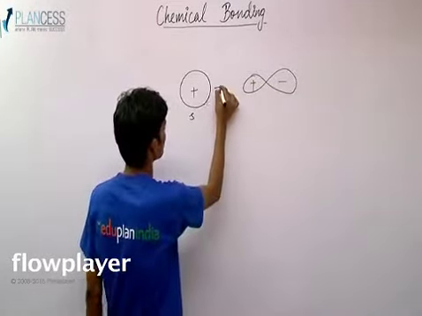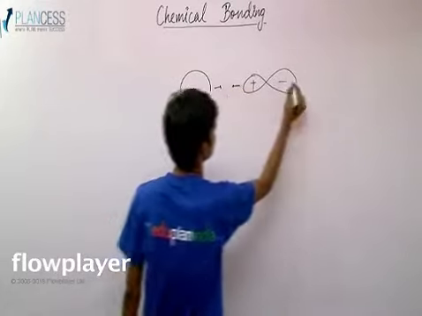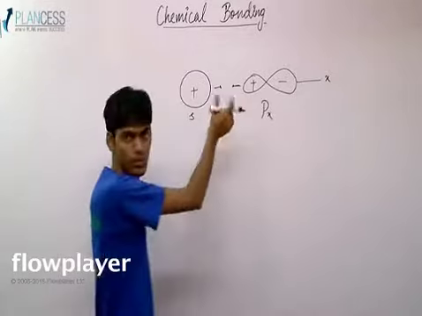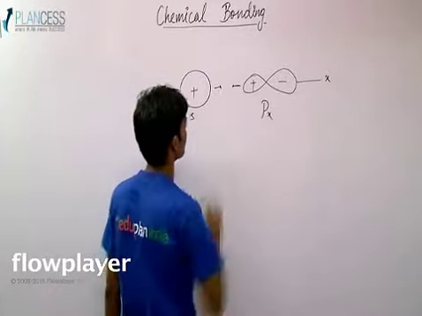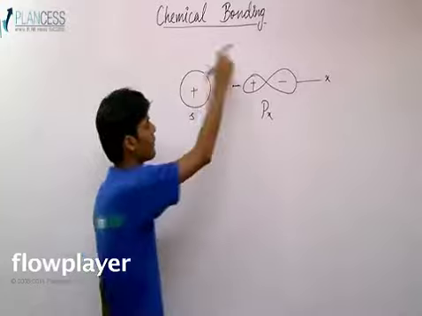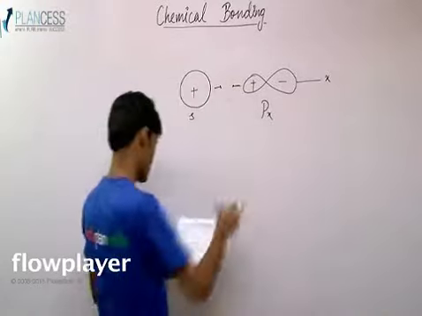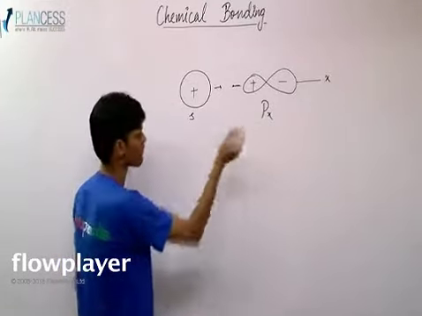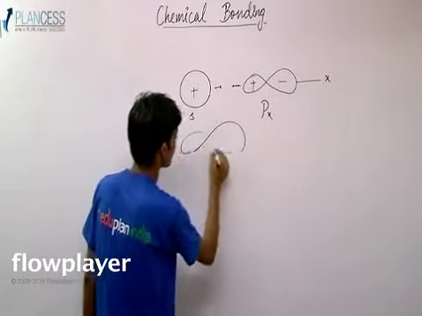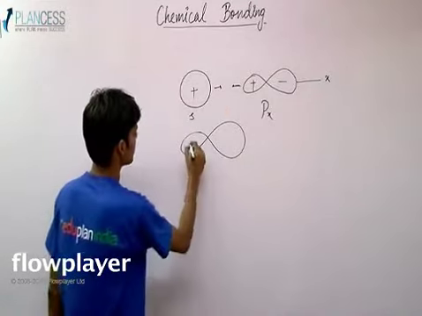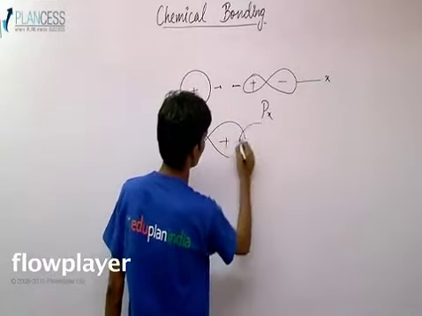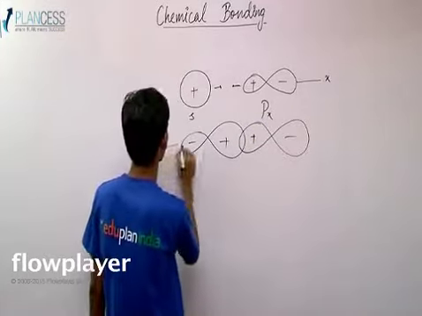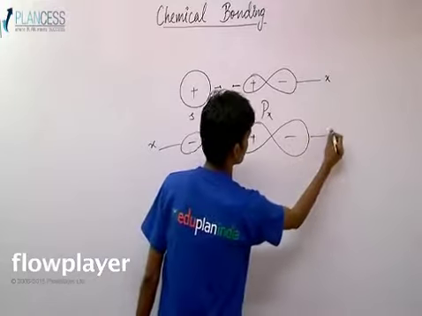If it is approaching from here, let's say this axis is the x axis, so it would be the px. When these two approach each other, there will be a positive overlap because the positive lobe is overlapping with the positive lobe. So in this case, the overlap will be positive. This is one of the cases for positive overlap. This is a head-on overlap, by the way. So this is minus plus, this is minus plus, and there is another p orbital, plus and minus. Let's say the axis of this is x, and this axis is also x.